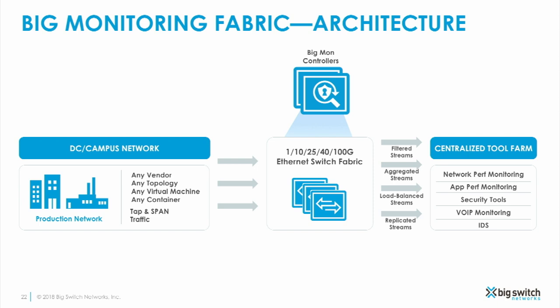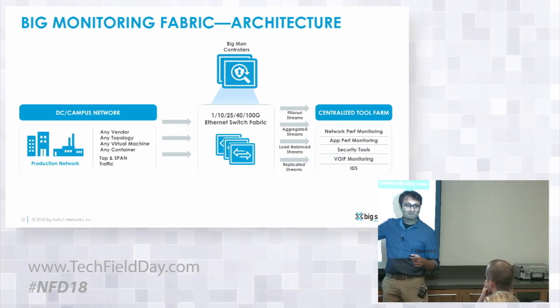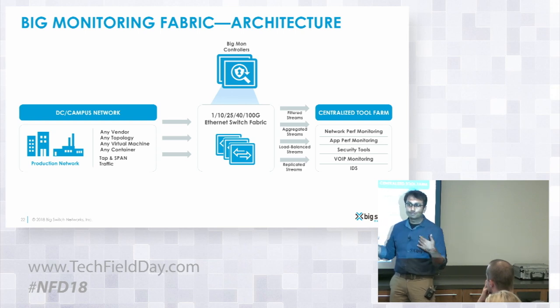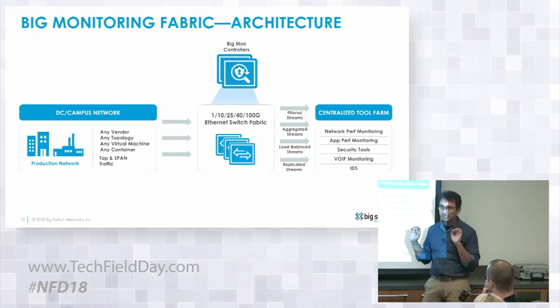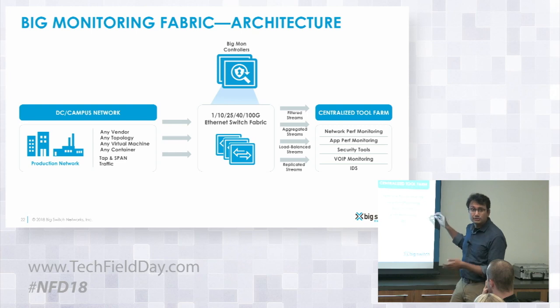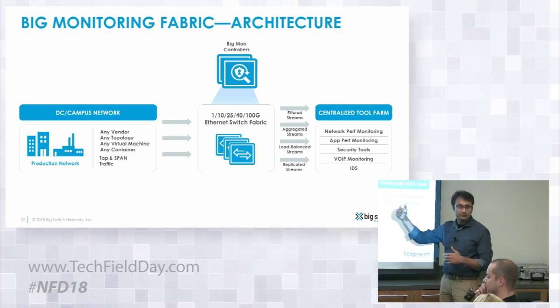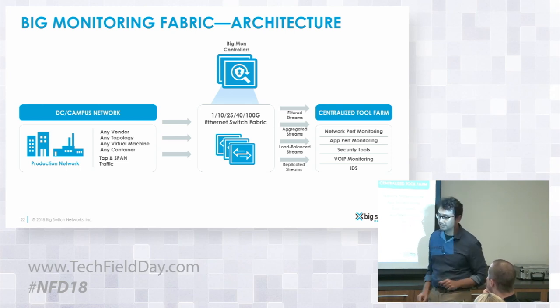So we took SDN, because if you have to do this at scale, you need a lot of horizontal scaling. We have customers with thousands of taps feeding us. We can't do it using proprietary hardware; the economics will not work. We wanted to use open networking hardware, Broadcom-based chips, and x86-based servers, and feed a centralized tool farm. These tool farms sometimes get really expensive, so we had to give them an optimized stream. We can't give them more or less. That was the foundation of Big Monitoring Fabric, and that's how we started this journey.